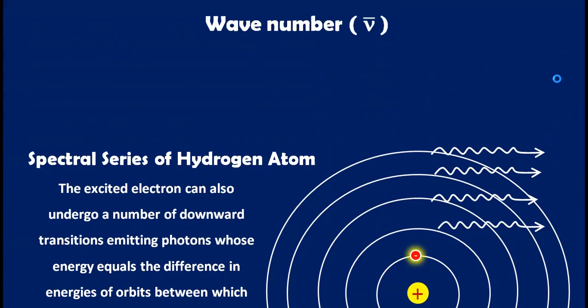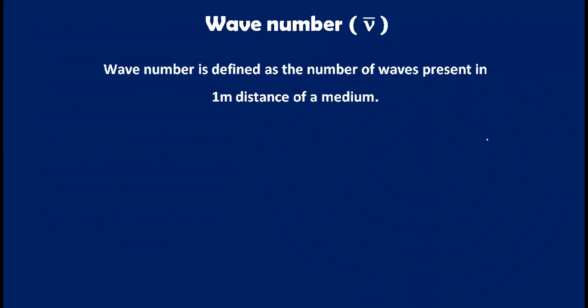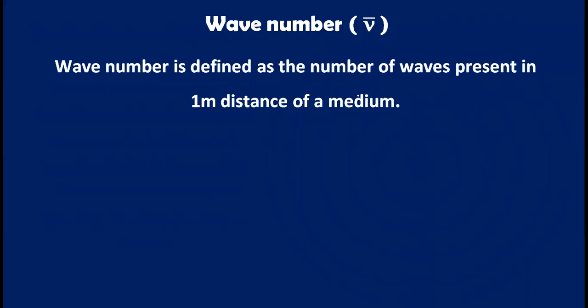Okay. Now again, before proceeding into hydrogen spectrum, you should be aware of a beautiful term, wave number, denoted by the letter nu bar. Just write the symbol for the frequency nu and put a bar above it. So wave number. Now, what is this wave number? Wave number is defined as the number of waves present in 1 meter distance of a medium. So the wave travels through a medium. In 1 meter distance of the medium, how many waveforms are present? So that number is referred to as wave number.